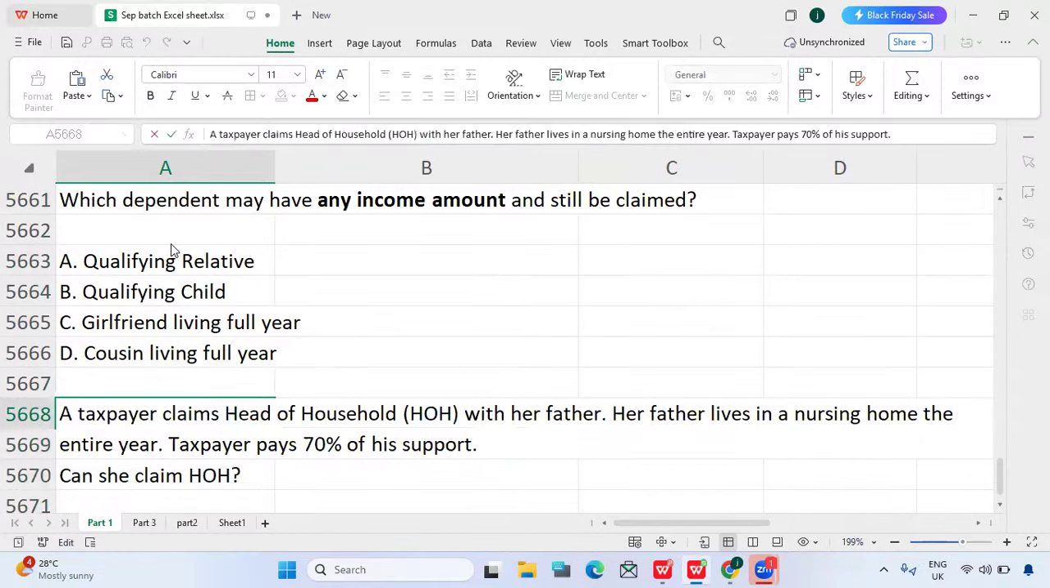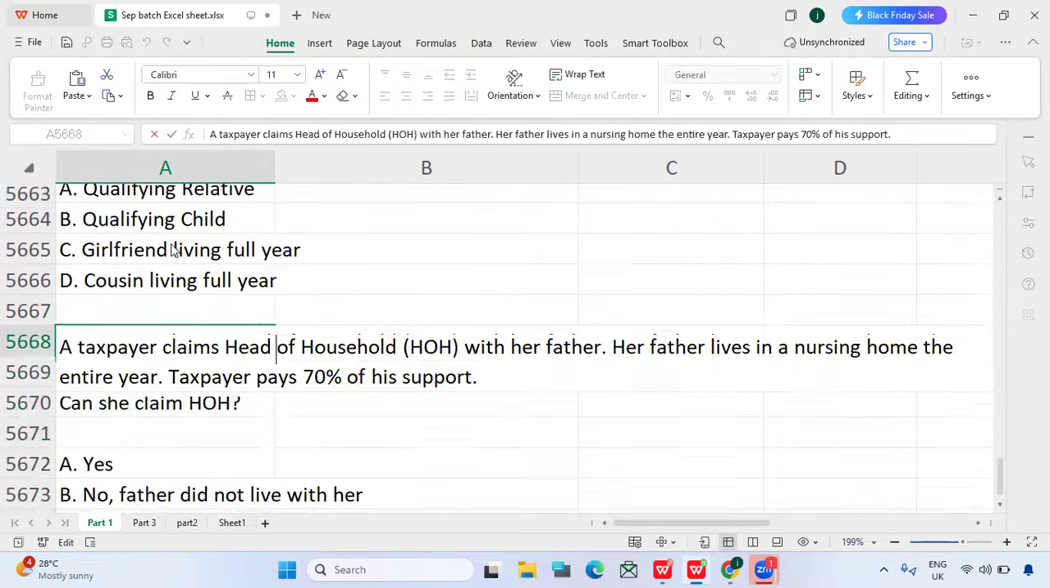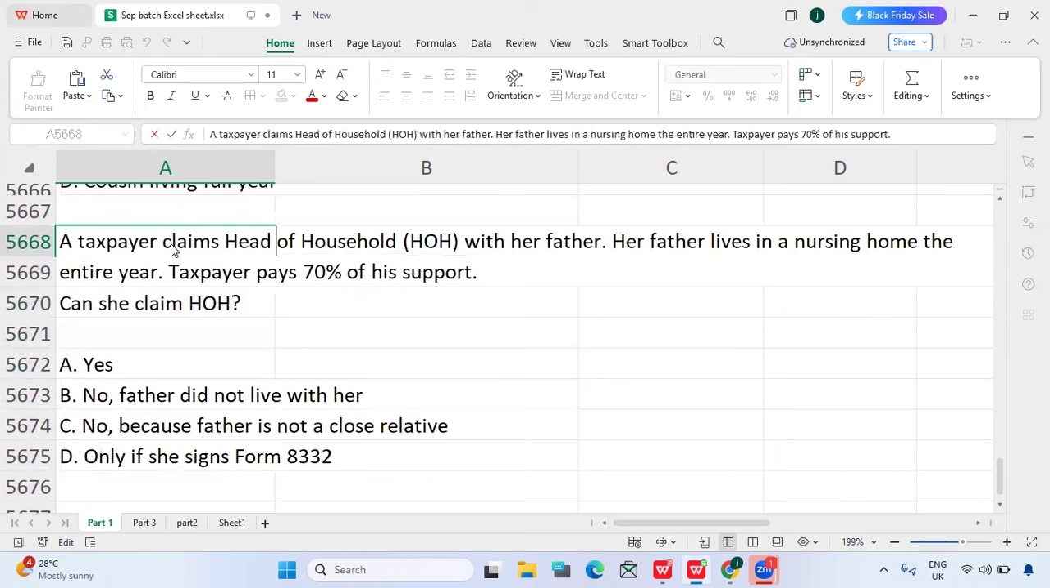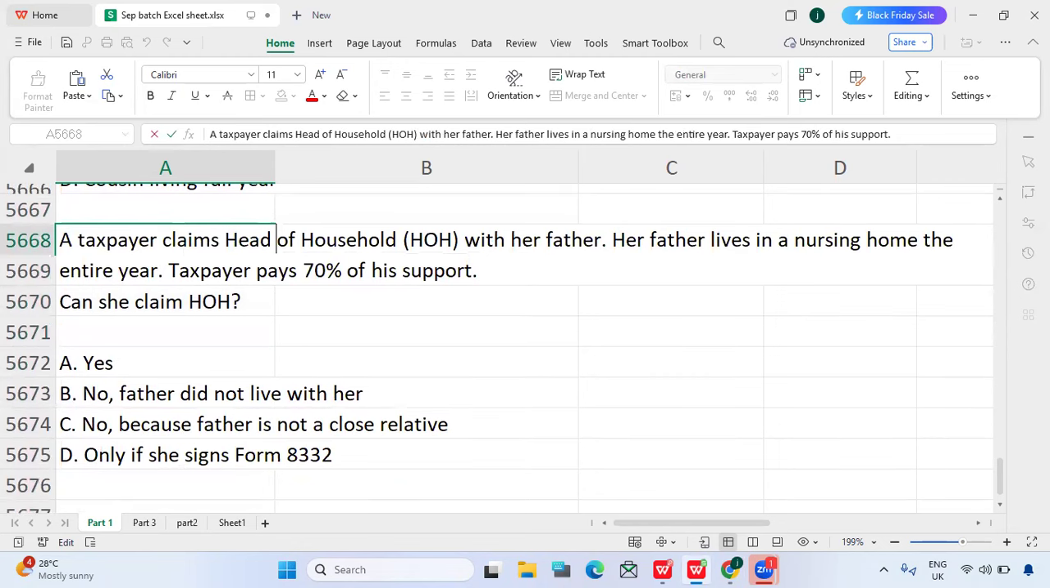The taxpayer claims head of household with her father. Her father lives in a nursing home the entire year. The taxpayer pays 70% of the support. So now can you answer this? Yes, she can claim. Answer option A.